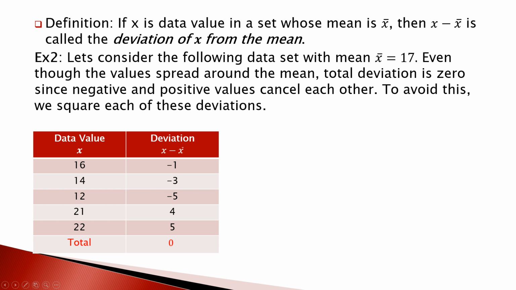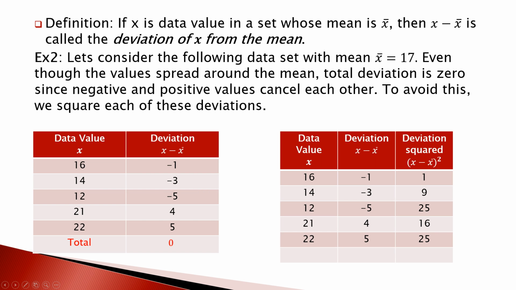We have a value which is smaller than 17, and we have a value greater than 17. So deviation should be something which is different than 0. So how can we fix this problem? The problem is obvious, right? We have minus values and plus values, so they cancel each other. So the idea is to make them positive.